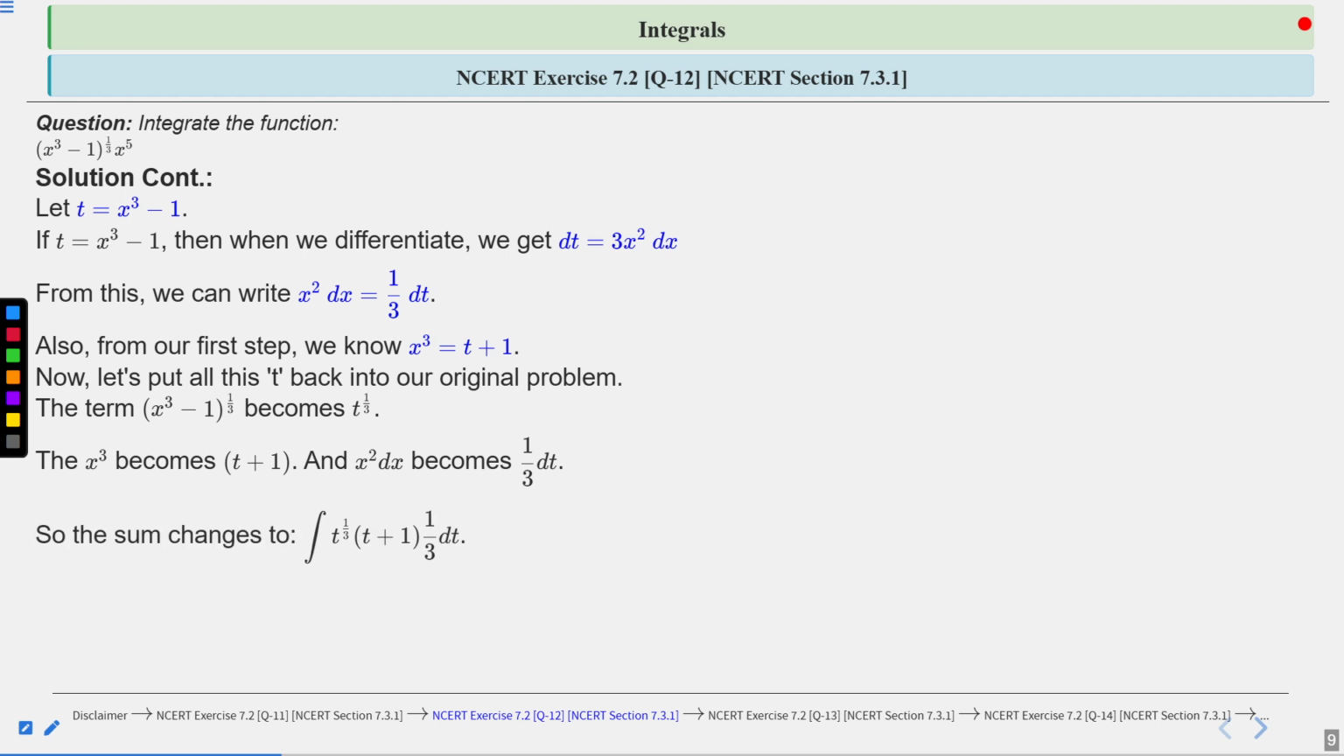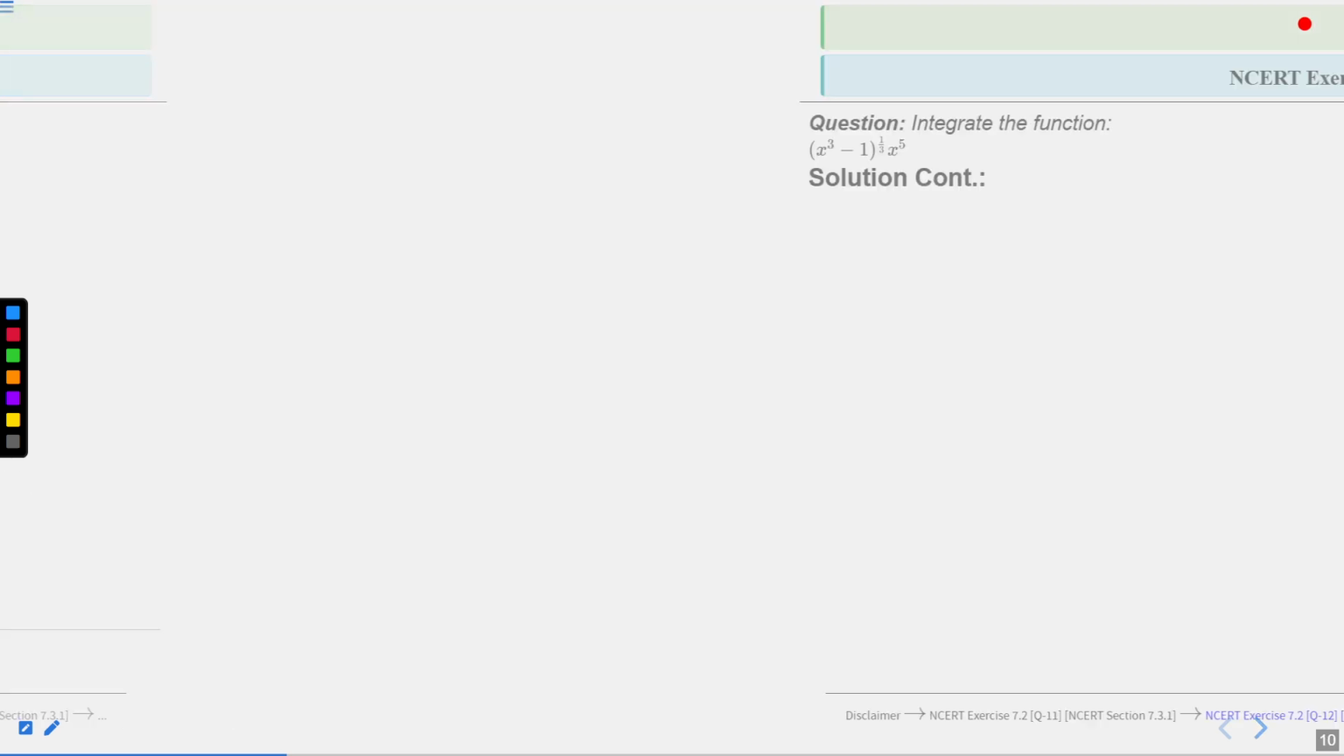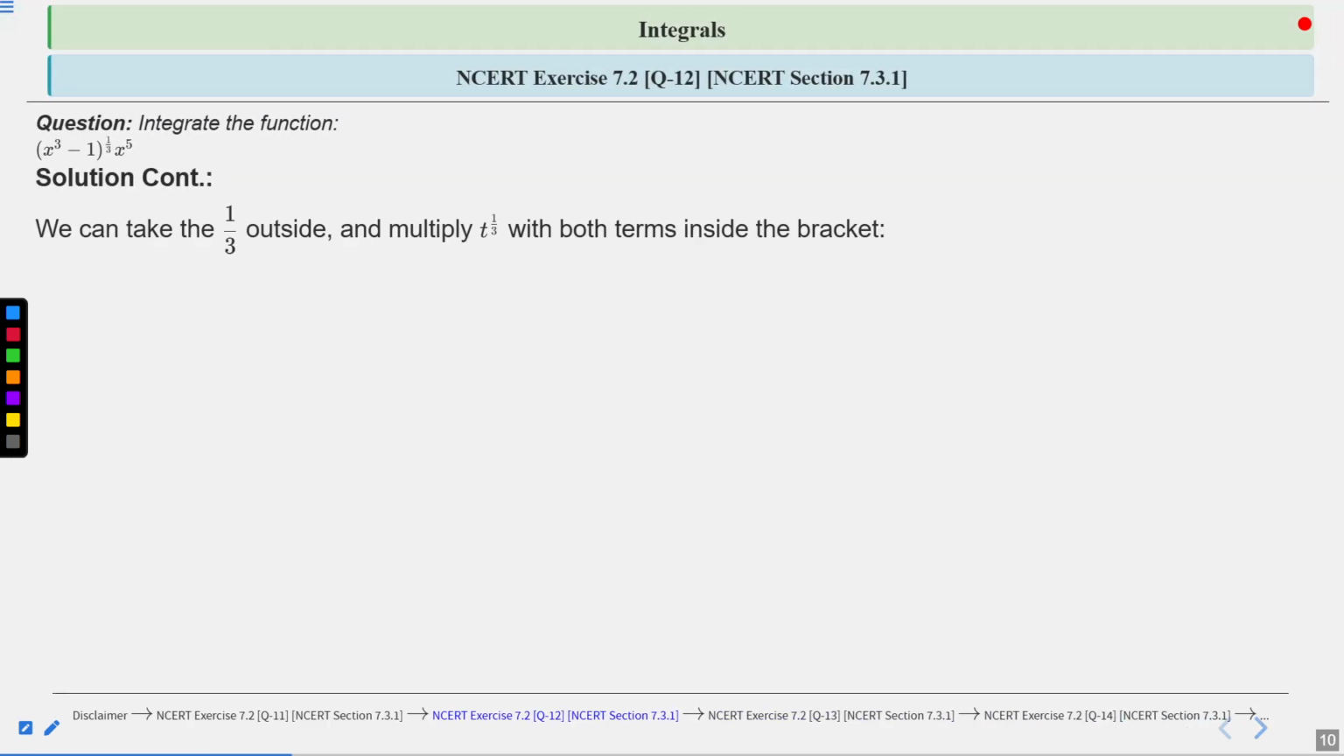So, the sum changes to integration of t to the power 1 by 3 into t plus 1 into 1 by 3 dt. Now we can take the 1 by 3 outside and multiply t to the power 1 by 3 with both terms inside the bracket. So it becomes 1 by 3 integration of t to the power 4 by 3 plus t to the power 1 by 3 dt.